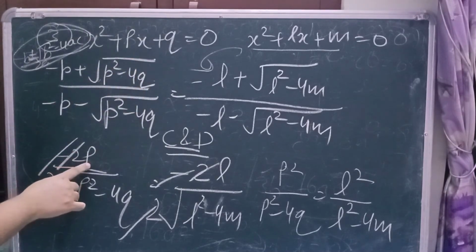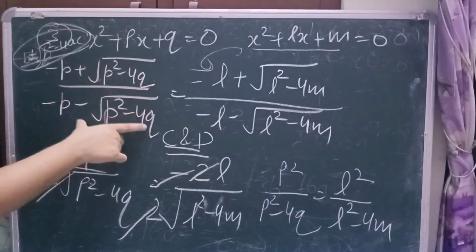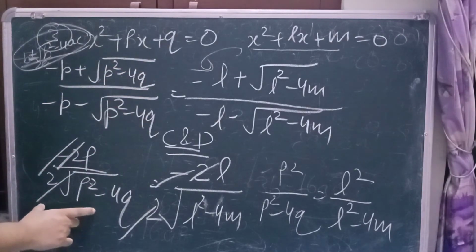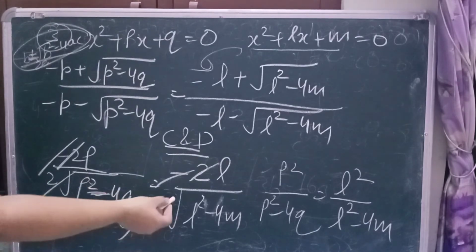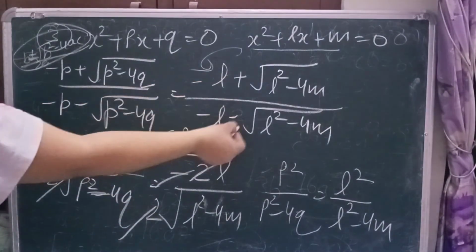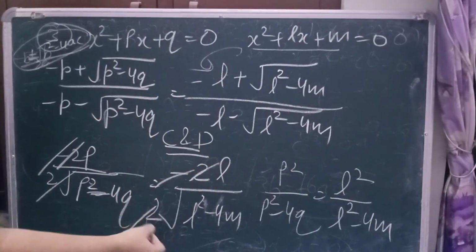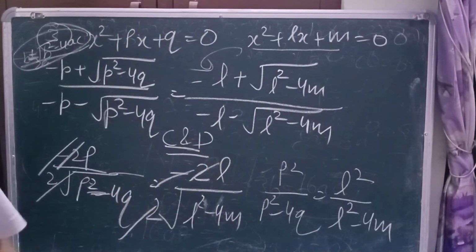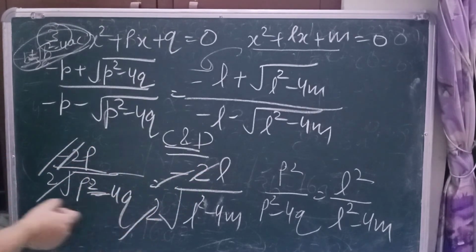So when I applied componendo and dividendo, numerator plus denominator, this term will be cancelled, it will be minus 2p. Numerator minus denominator, that means these p will be cancelled out and these 2 will be here, 2 into under root p square minus 4q. Same for the right hand side. When I add it, these two terms will be cancelled. It will be minus 12 upon twice of under root l square minus 4m. Minus is cancelled with minus, 2 is cancelled with 2, and these two are also cancelled.